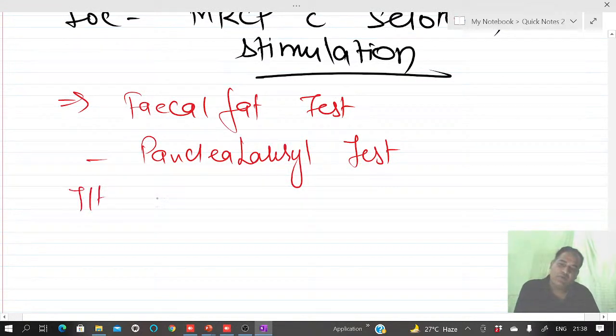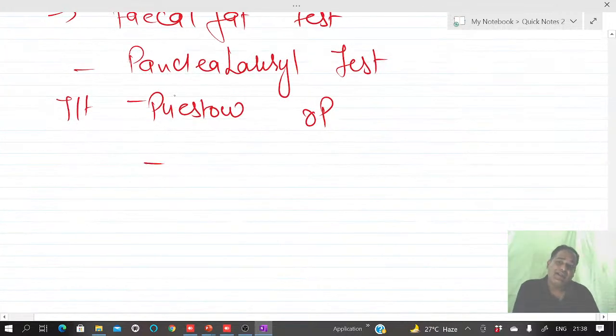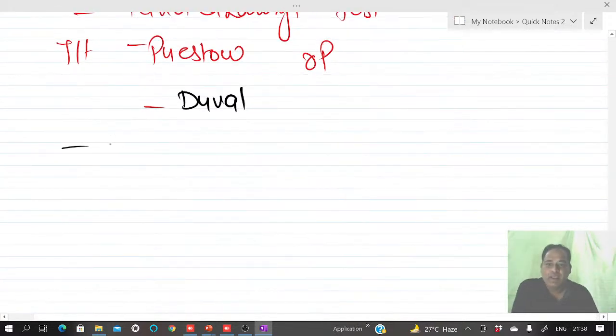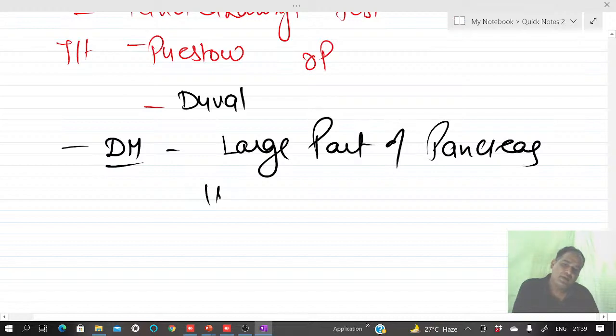Fine. Treatment. Surgical treatment is Puestow operation. We may also perform Duval's operation. Fine. Now, diabetes mellitus may develop when a large part of the pancreas is fibrosed.